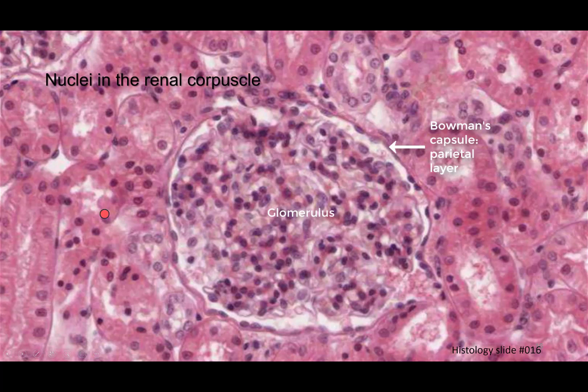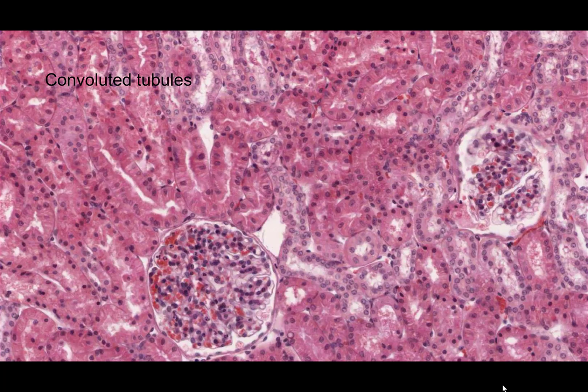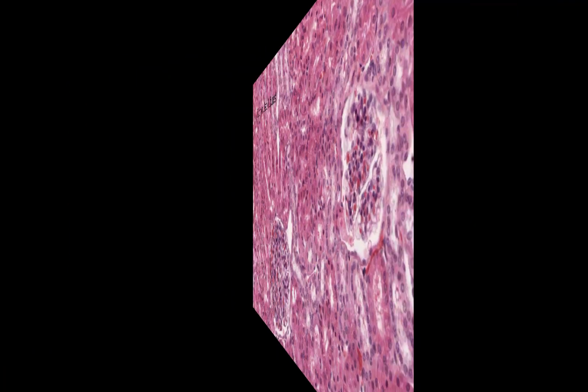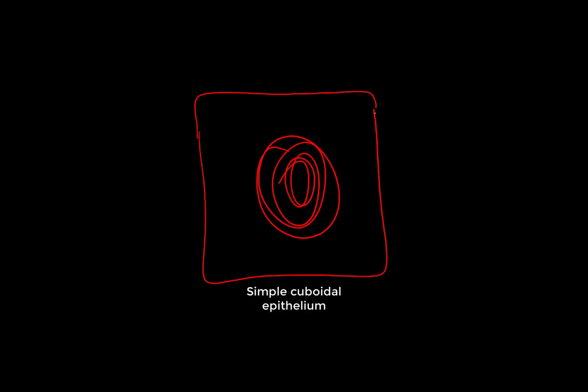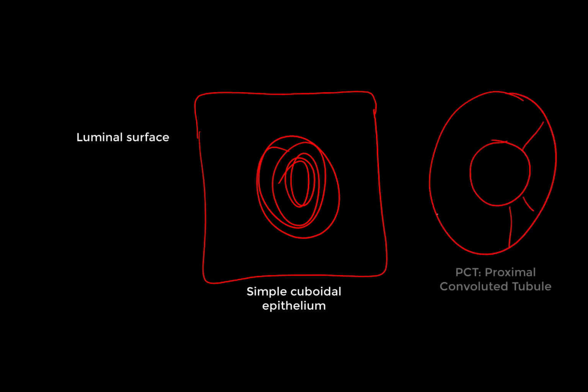All the other surrounding profiles are of the tubules, proximal and distal convoluted tubules. Both these tubules are lined by cuboidal cells. The cuboidal cell has a centrally located nucleus. One side of the cytoplasm, which is this one, is the luminal surface. So if this is the tubule and these are the cuboidal cells, this is the luminal surface.